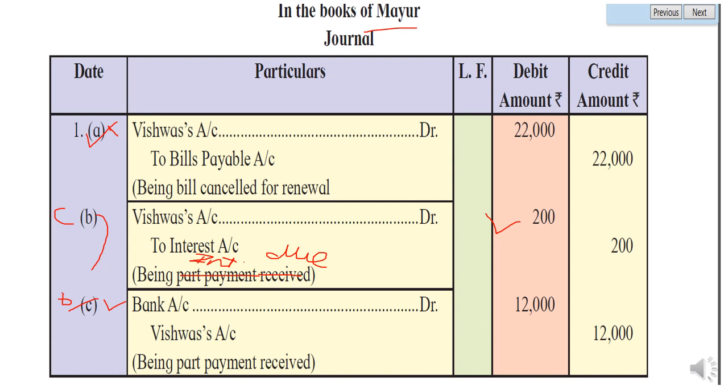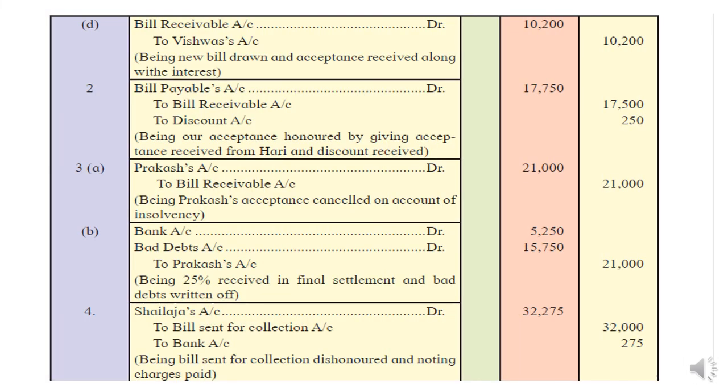And after this entry, the next entry will be being new bill drawn and accepted along with the interest. So your balance amount was 10,000 and interest due was 200. So the new bill amount will be 10,200. So what will come to Mayur? Bills receivable account debit to Vishwas account.